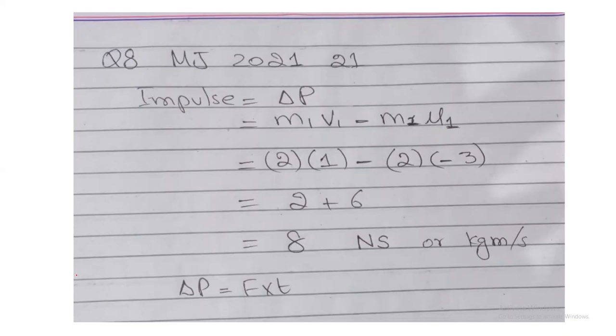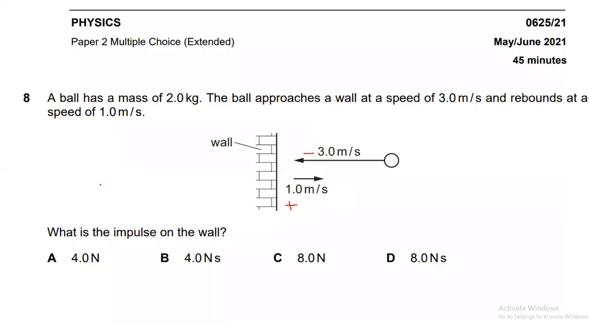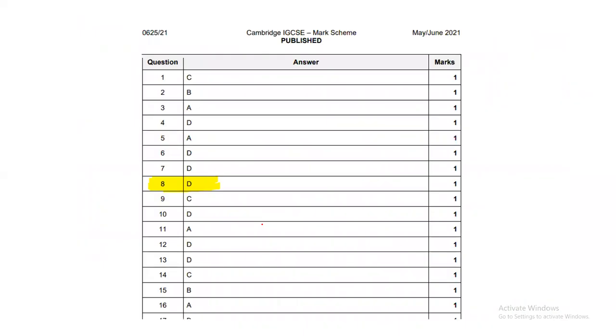Because the impulse is equal to the change in momentum, and remember, impulse can also be found by the formula F multiply T. So we get 8 Newton second. So this is the choice. Question number 8, D is the right choice.